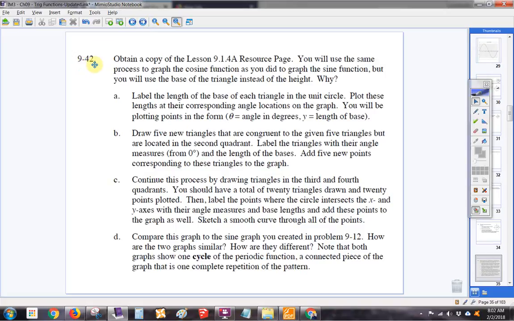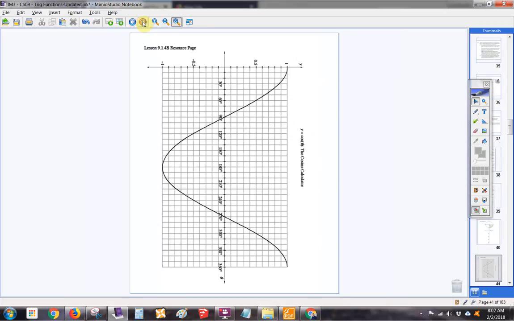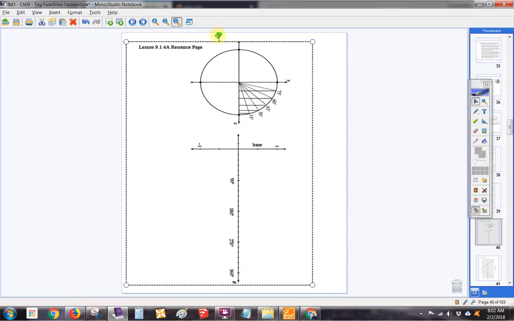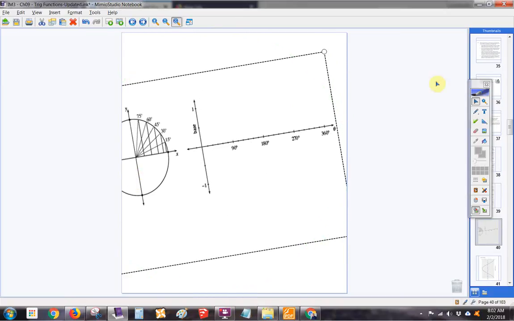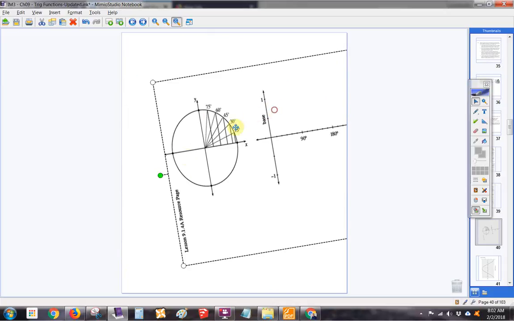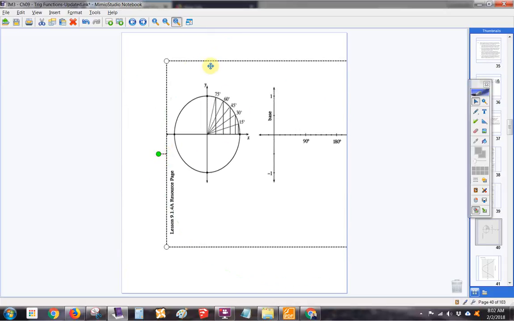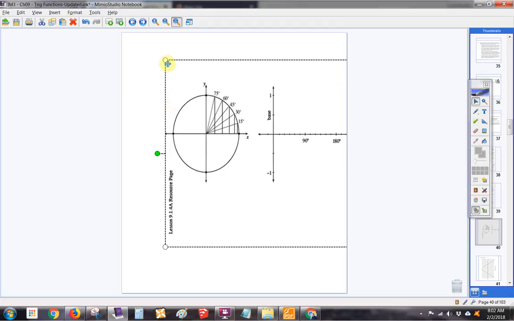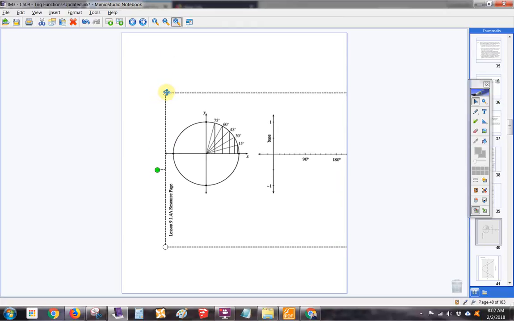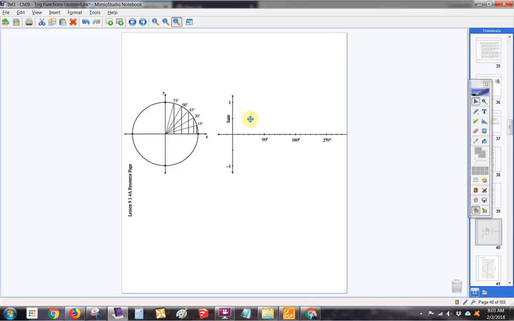Problem 42 says obtain this resource page, and basically you're going to create what you did with the sine function, but with the cosine function. If we look at this resource page, it's actually this one right here. This should look pretty familiar to you. I'm not going to give you this page, but I would like you to try to sketch this out and think about what this graph would look like.